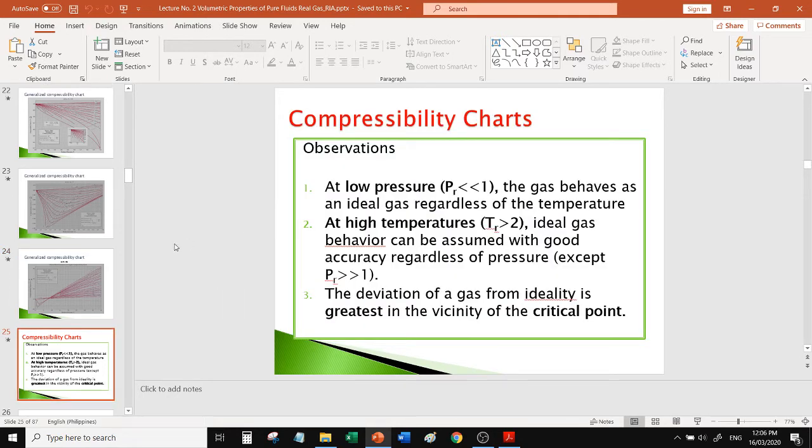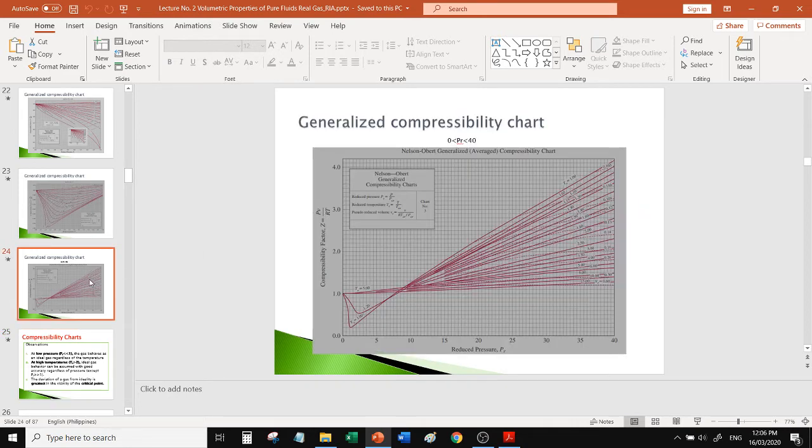Okay? At low pressures, meaning the PR is significantly less than 1, the gas behaves as an ideal gas regardless of the temperature. So, which part here? The part of reduced pressure. Low reduced pressure. So, it's in this area, right? This is the area of reduced pressure. And we have, of course, different reduced temperatures. But regardless of the reduced temperature, the behavior of the gas is like an ideal gas.